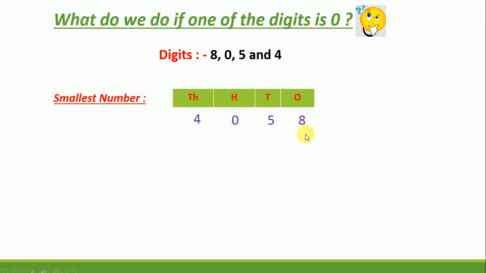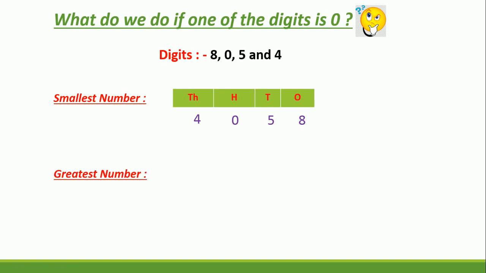Okay, children, do remember that if any one of the digits is 0, when you are writing the smallest number, the 0 should not be placed in the thousands place. The 0 should be placed in the hundreds place.